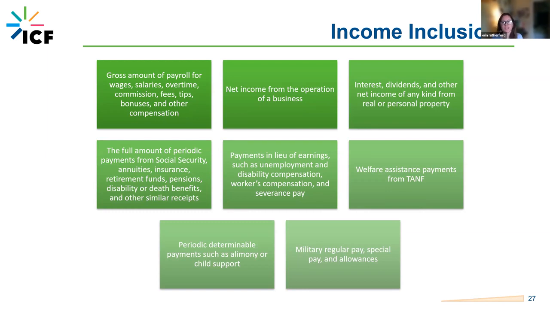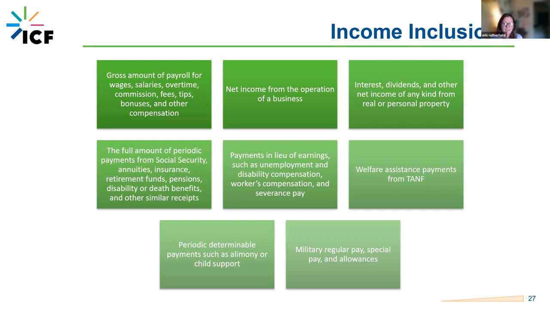This first box pertains to employment income. Any income included would be the gross amount of pay that they get from their wages, salary, overtime, commission, fees, tips, bonuses, and other forms of compensation. Next would be any net income that they get from operating their own business. I've had a lot of clients that have been creative in the past as far as operating their own business, so that could be kind of a loose term, but there are definitely multiple ways you can get income through your own self-employment.